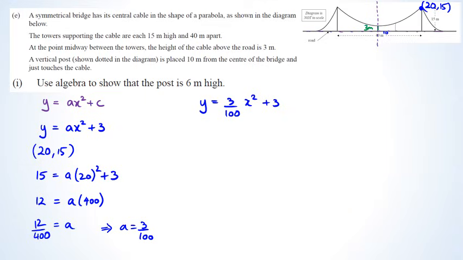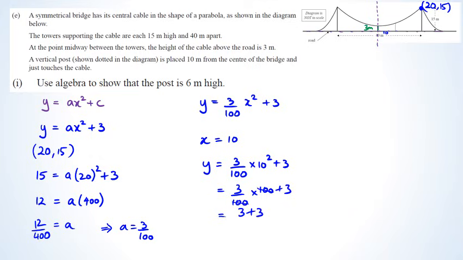So when it's 10 meters away from the center, I say that x is equal to 10. So y is equal to 3 over 100 multiplied by 10 squared plus 3. And I end up getting 3 over 100 times 100 plus 3. And as you guys can see, 100 cancels out. You've got 3 plus 3, and that's equal to 6 meters.